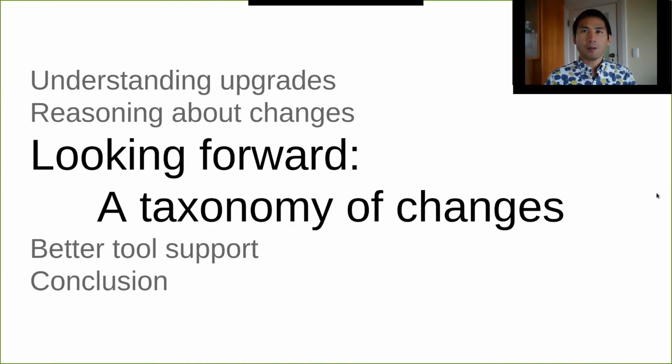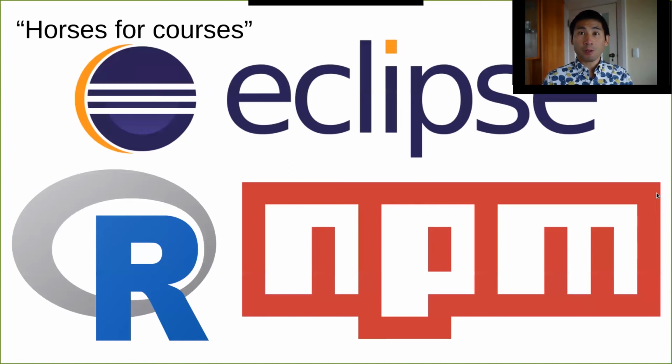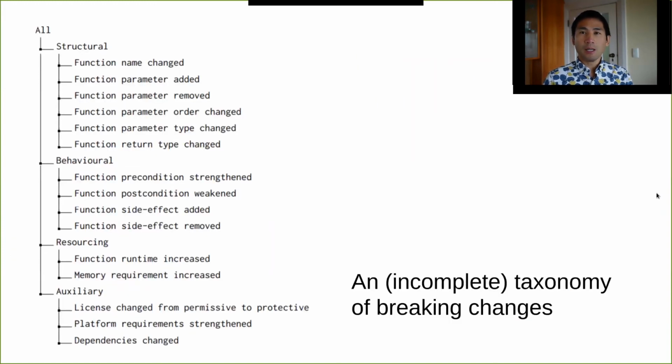Having discussed why developers make breaking changes and the situation with upgrading, we'd now like to move our attention to the future and talk about our proposal for changes being classed in a taxonomy. We think that taxonomies are useful for different communities to discuss what changes they think are important to them. We proposed in the paper a sample taxonomy just as a starting point for discussion.